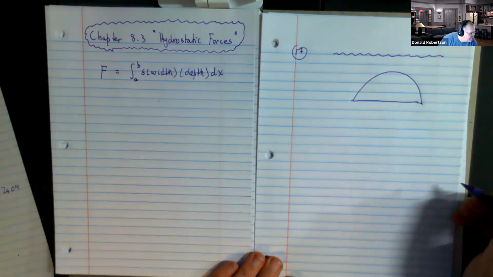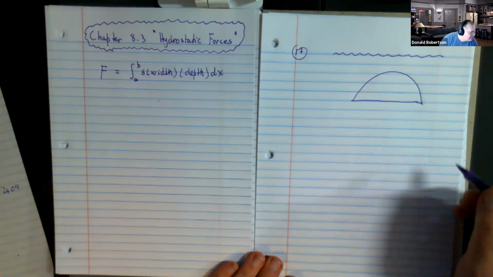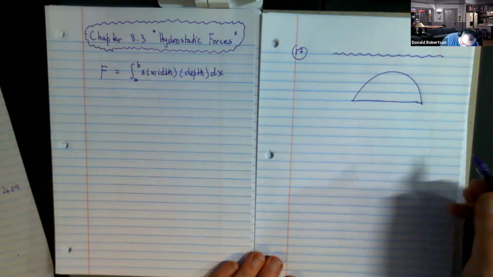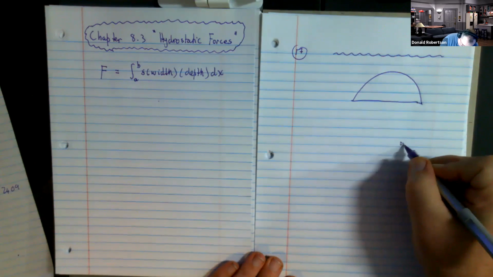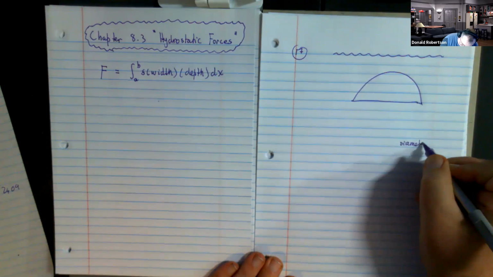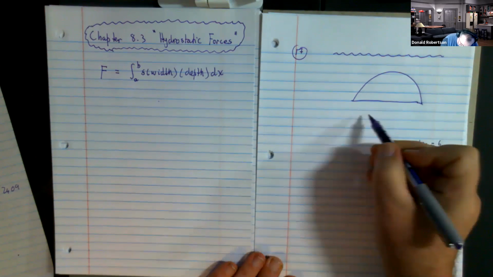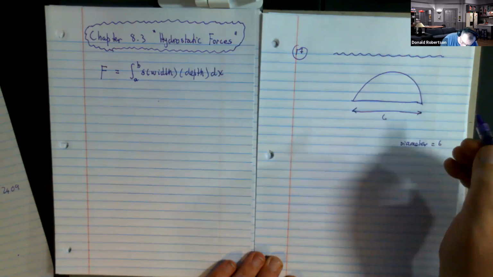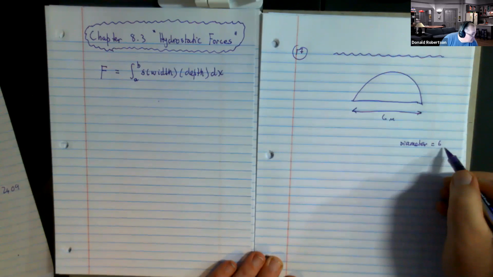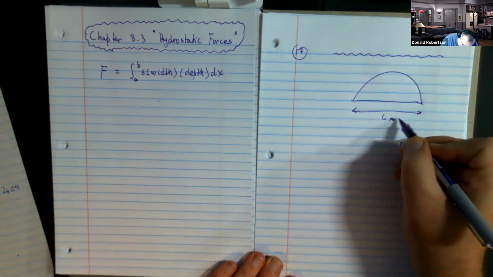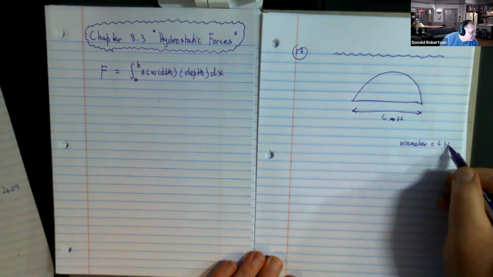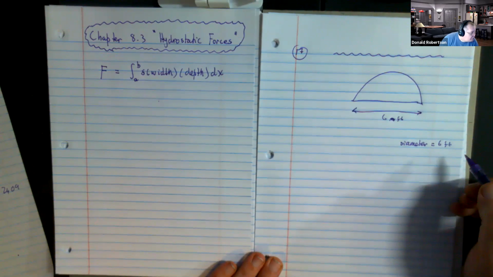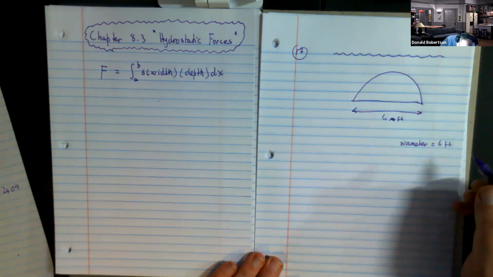So this hemispherical plate, which is a half circle plate, has a diameter of 6. So I'm going to write this down. Which means that the distance from there to there then is 6. And I believe it's in meters. No, it's feet. And what else do we know? We know it is 1 foot below the surface.